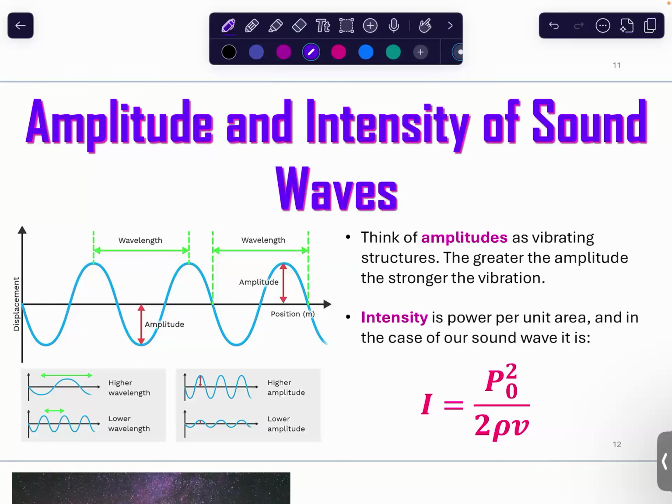So you imagine your material is vibrating. And then amplitude is what you see here. So amplitude is going to be that maximum displacement of the wave. And then the rho is going to be the mass density of whatever medium the sound is flowing through.